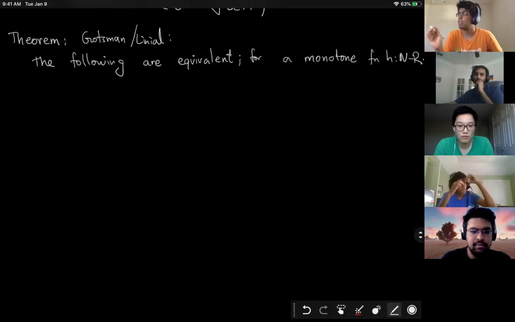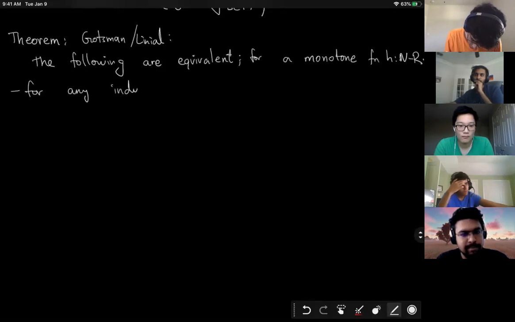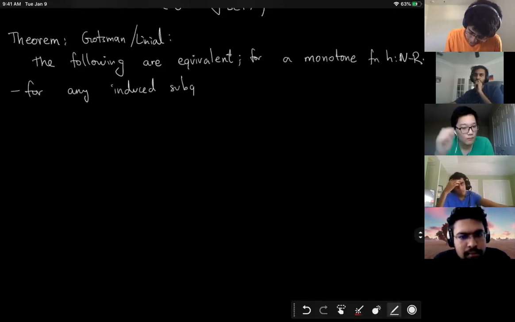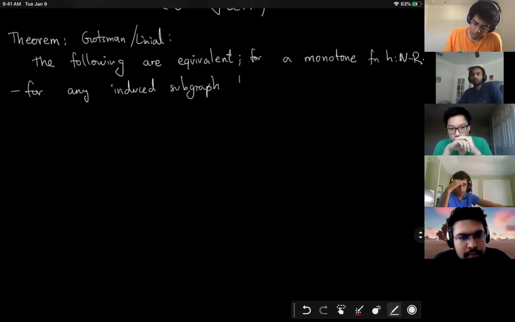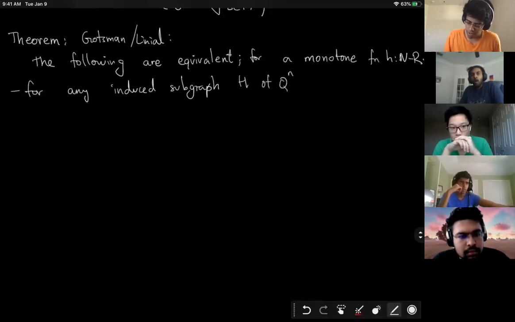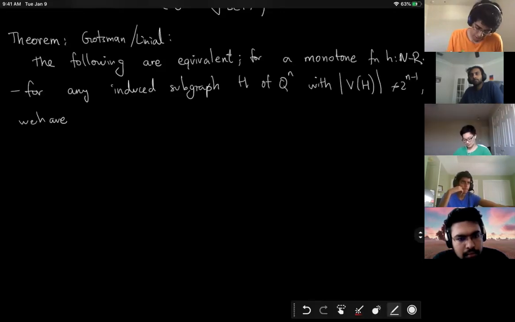Okay, so I will go over any required vocabulary in a bit. Let me just write this down. For any induced subgraph h of Q^n, there's a lot of vocab in this. Okay, V of h is not 2^(n-1). It's greater than or equal to h of n.